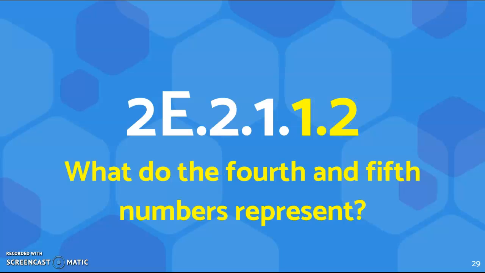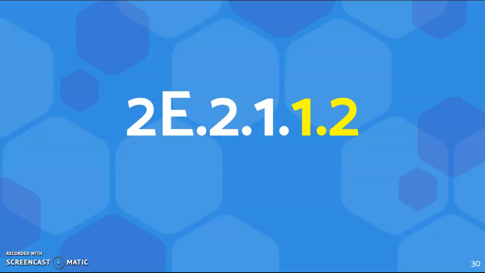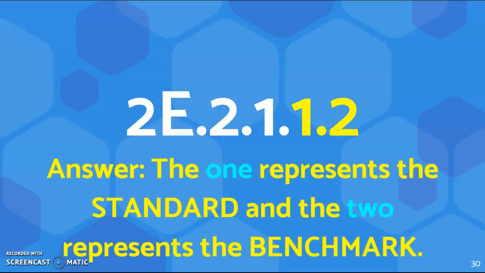And my third question, when looking at the benchmark, I'm wondering, what do the 4th and the 5th numbers represent? So we're looking at and focusing on 1.2 at this time. So go ahead and take a moment and think about it. Remember that I covered all of this information in the previous slides. I did go through them quickly, so you may need to look back. The answer is the 1 represents the standard and the 2 represents the benchmark.